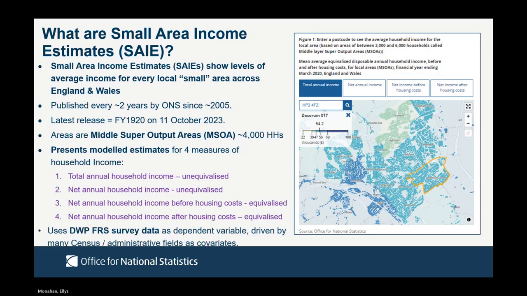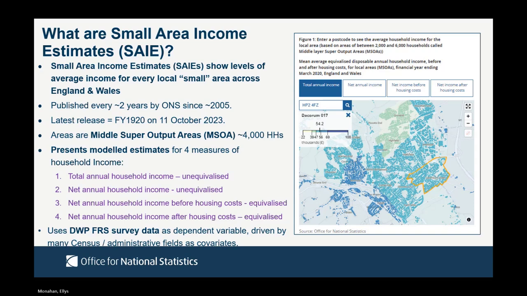Four measures of income. So we've got the total household income, which is grossed. Then we can take off, or have a measure excluding, the tax. So that's net. Then thirdly, we can equivalize it because households that contain lots of adults are going to have higher incomes than households that contain one adult on its own, so we adjust for that. And finally, we take off housing costs or run it without housing costs.